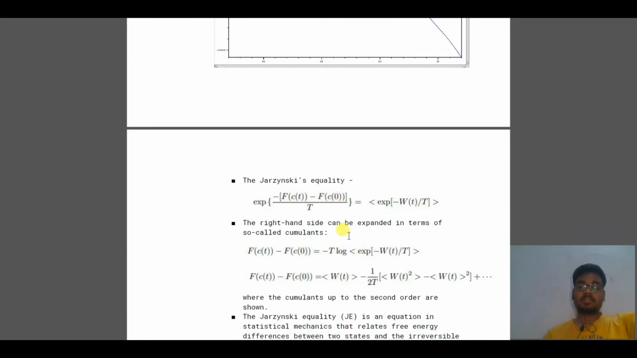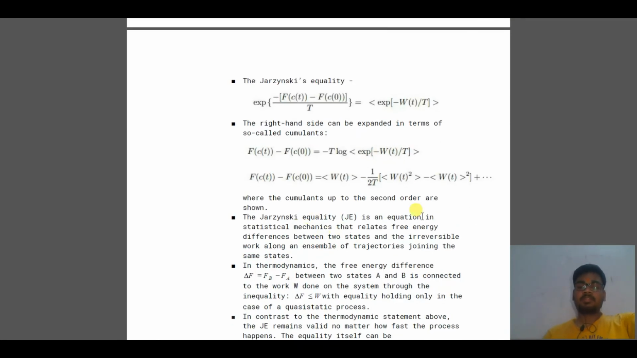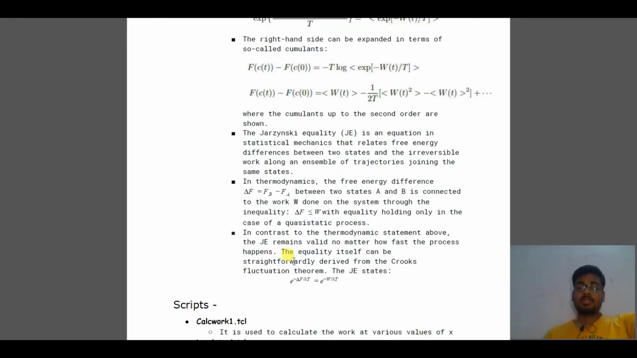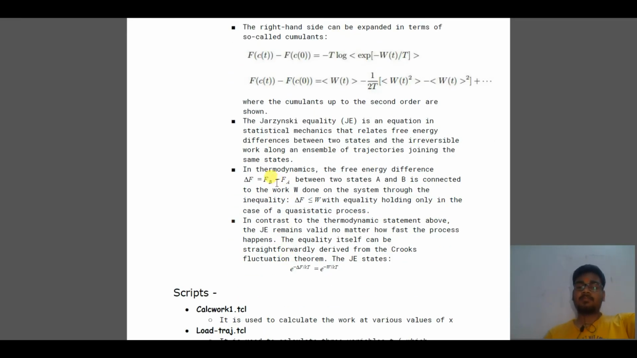So what is Jarzynski's equality? The Jarzynski equality is an equation in statistical mechanics that relates the free energy difference between two states and the irreversible work along an ensemble of trajectories joining the same states. In thermodynamics, the free energy difference delta F, which is F_B minus F_A between two states A and B, is connected to the work W on the system through the inequality delta F less than or equal to W, and equality holds only in the case of a quasi-static process. In contrast to the thermodynamic statement, Jarzynski's equality remains valid no matter how fast the process happens. The equality itself can be straightforwardly derived from the Crooks fluctuation theorem.